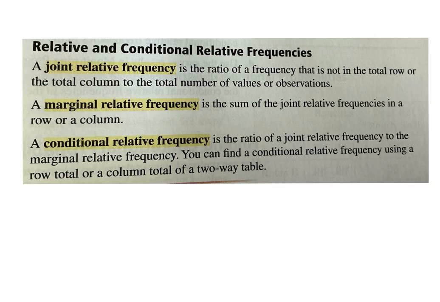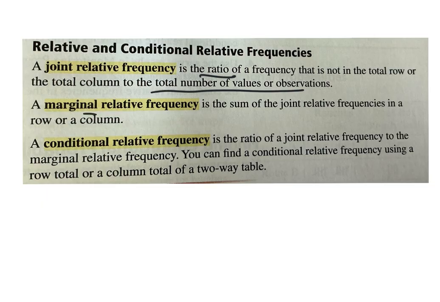All right, a few more words here. And again, the words are important. Relative and conditional relative frequencies. Joint relative frequency is a ratio. So it's going to be a decimal that is not in the total row, total column, to the total number of values or observations. So we're going to actually make those a decimal or a percentage.